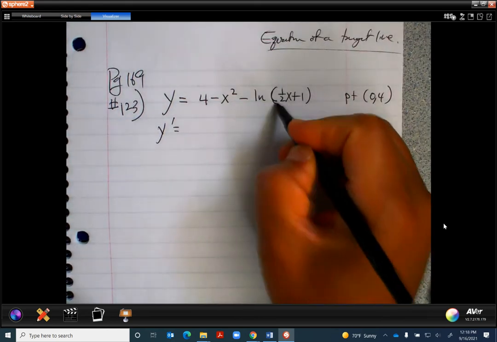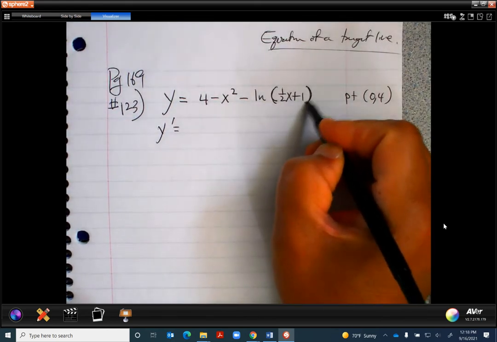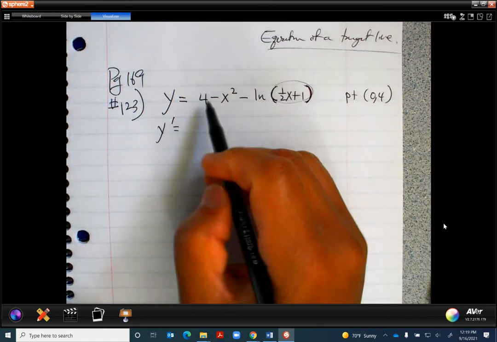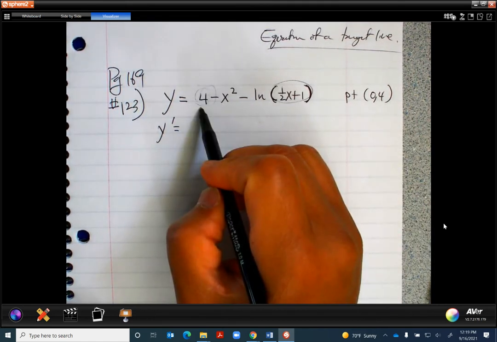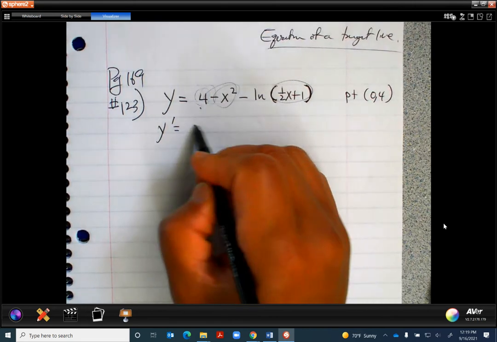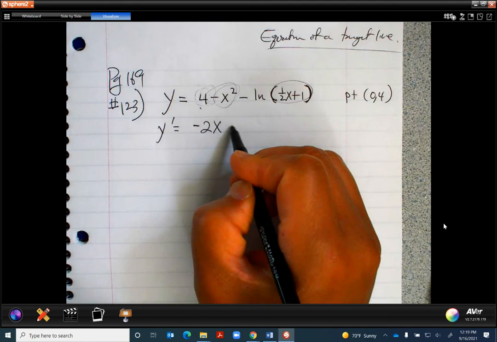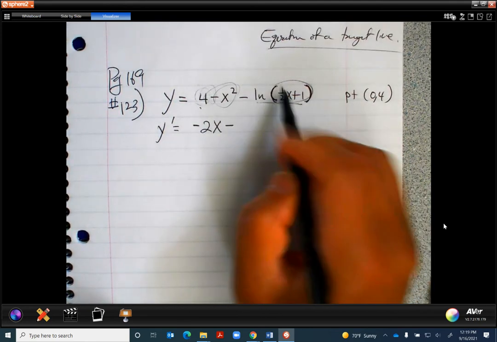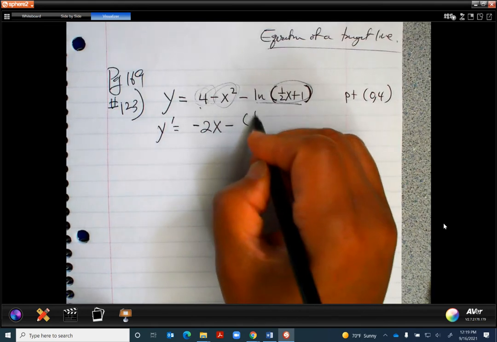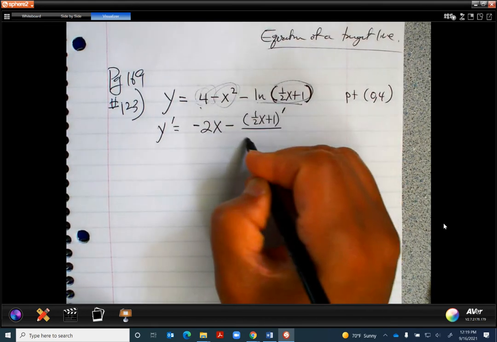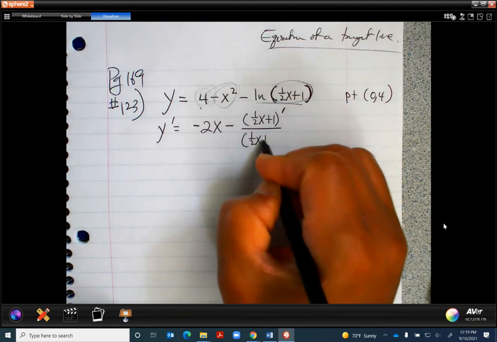You think of this parenthesis as u. This whole parenthesis as the letter u. Right? So what's the derivative of 4? 0. What's the derivative of x squared? So it's negative 2x minus, what's the derivative of ln parentheses? Isn't it (1/2 x plus 1) prime over 1/2 x plus 1?